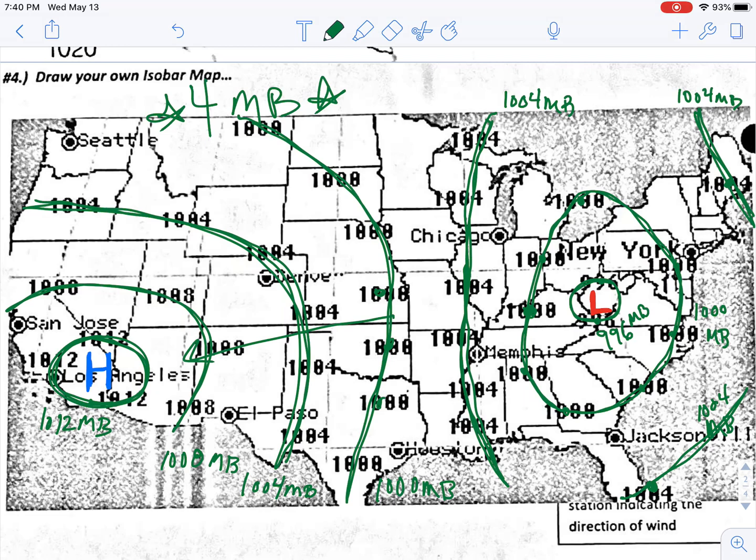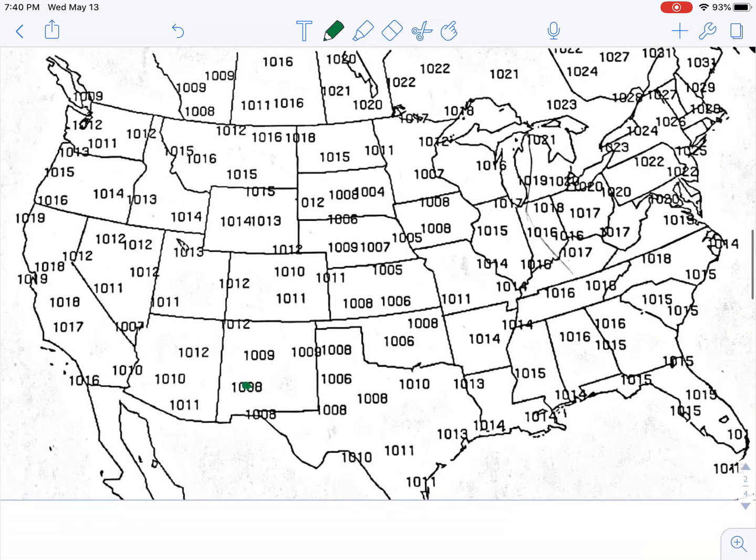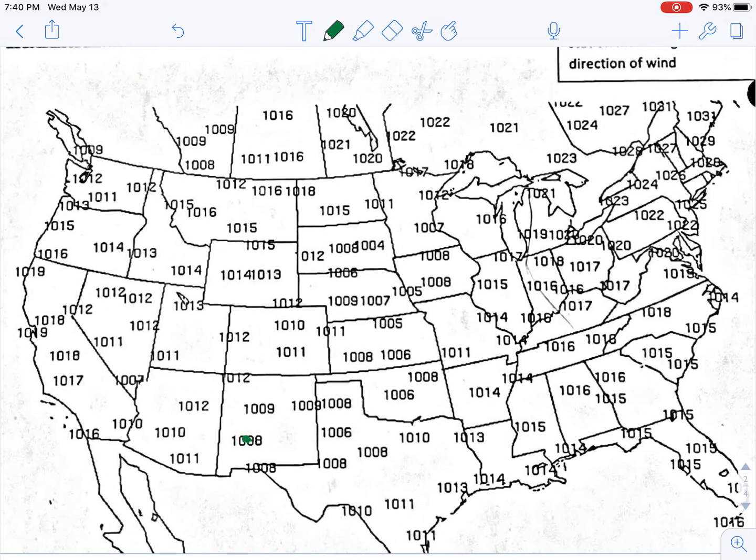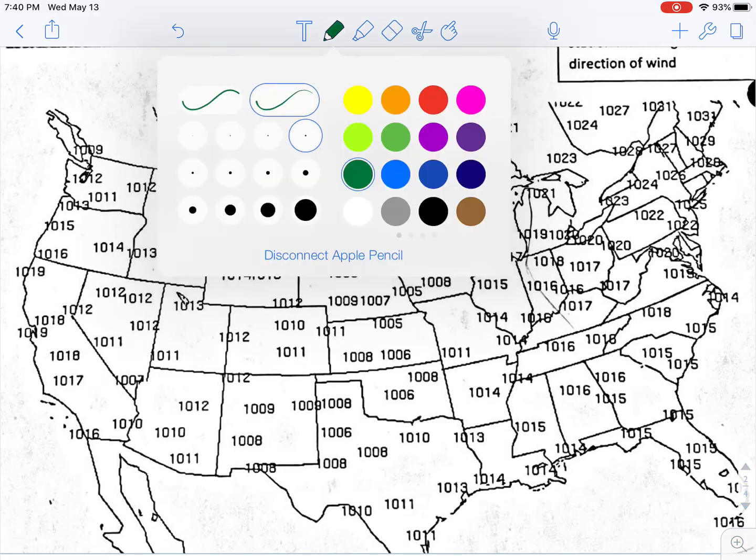So, although this might be more representative of a test level question, what is realistic? Well, realistic would probably be something very similar to something like this, where we have a whole bunch of different isobars spewed throughout the maps incredibly randomly. And there's a number of different ways that we can go about this. Really, we got to scan this map. We got to look for that high and we got to look for that low.